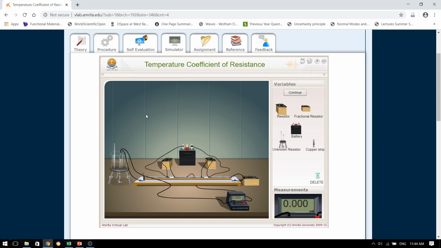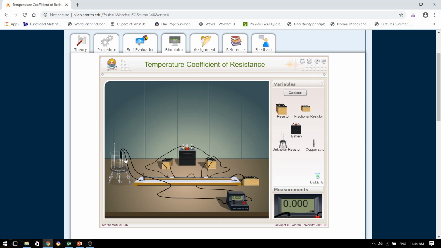Now do not be afraid when you look at something boiling over here. This is just the setup. I remember I told you that this was for the temperature coefficient of resistance. Since we are not doing this part of the experiment, we do not need to bother about it right now. We can consider this just as an unknown resistance.